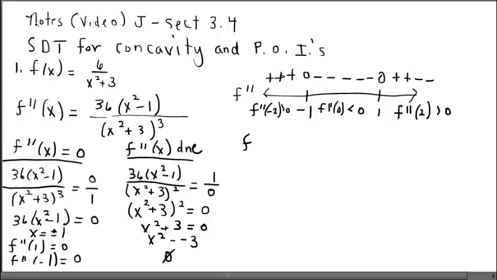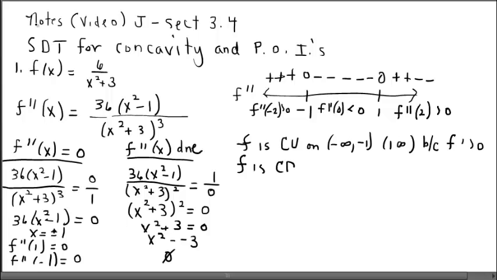So the function f, based on my observations of the second derivative of this function, my function f is concave up on negative infinity to negative 1, and then again from positive 1 to infinity. And we're going to want to say because, and I'm going to abbreviate here, f double prime is positive, greater than 0. The function is concave down on the interval from negative 1 to 1.